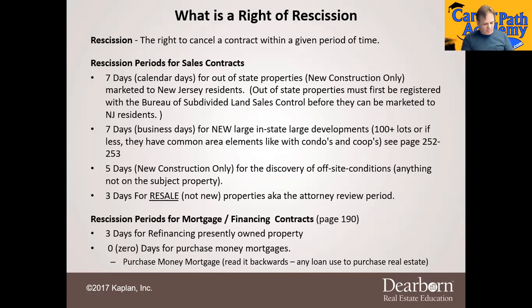So it basically says borrowers who change their mind about a mortgage loan have 3 days to cancel a contract, but that only deals with refinancing. If the mortgage was for refinancing of presently owned property. No right of rescission, however, applies to mortgage loans for the purchase of real estate. And then at the end of that line, you're writing purchase money mortgage. That's what we refer to the entire class of mortgage types that are used to purchase real estate. We refer to them as purchase money mortgages. Any loan used to purchase real estate is called a purchase money mortgage.